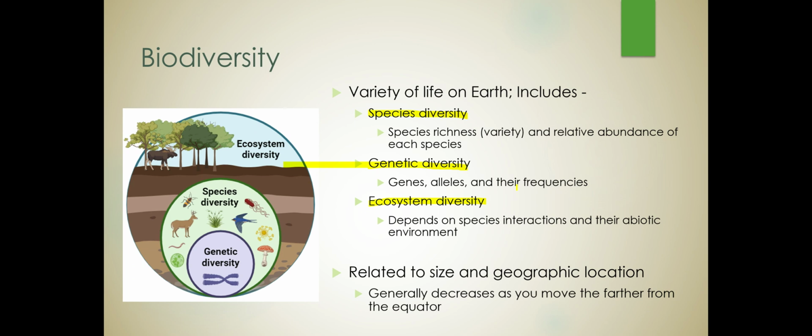And we can kind of just look at biodiversity generally based on the size and the location of a particular ecosystem. So typically a bigger ecosystem is going to have more biodiversity. And in terms of location, usually closer to the equator where there's more direct sunlight, more production, you see greater diversity. And then as you move away from the equator toward the poles, you typically see a decline in biodiversity.